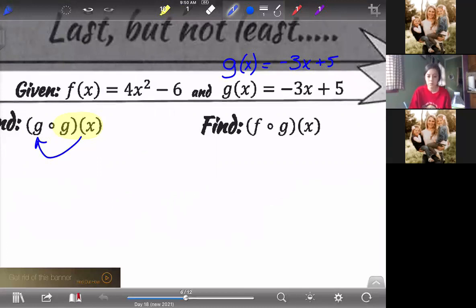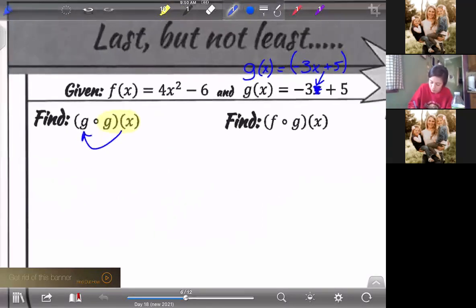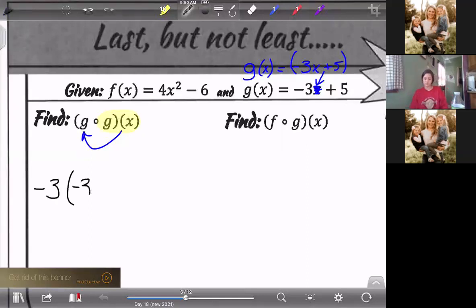So I'm going to put parentheses around one of my g of x's. And I'm going to take that entire set of parentheses and plug it into the other one where there was an x. So I'm going to take that x out and replace it with the entire set of parentheses. So the -3 gets brought down. Then my entire set of parentheses, -3x plus 5. Close your parentheses, and then the plus 5 gets brought down as well.